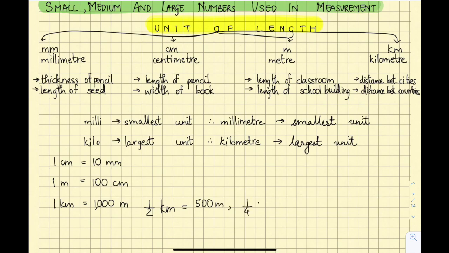Then 1/4 of a kilometer will be half of 500, which is equal to 250 meter. 3/4 of a kilometer will be half a kilometer and 1/4 of a kilometer. So that is 500 meter plus 250 meter, which is equal to 750 meter.